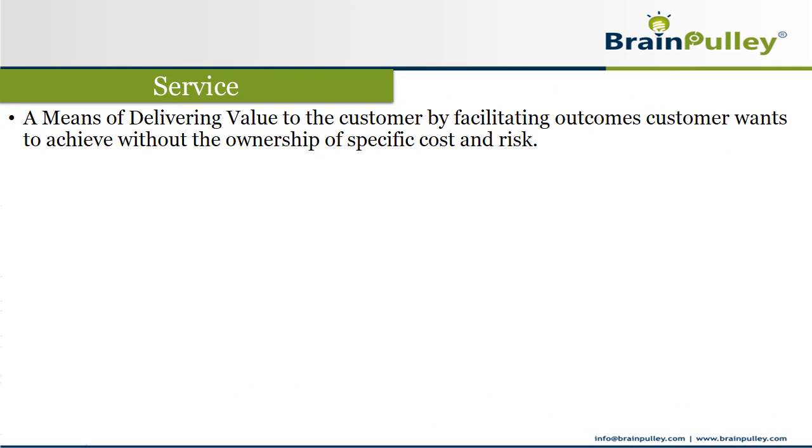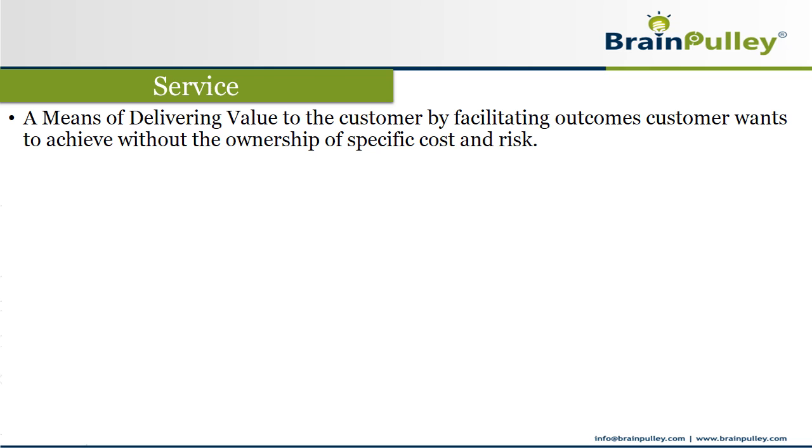As per guidance by the Cabinet Office, the definition of service is a means of delivering value to the customer by facilitating outcomes the customer wants to achieve without the ownership of specific costs and risks. Services facilitate outcomes by having a positive effect on activities, objects, and tasks to create conditions for better performance. As a result, the probability of desired outcomes is higher.